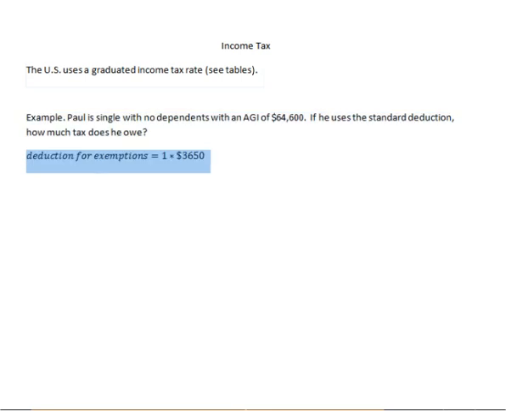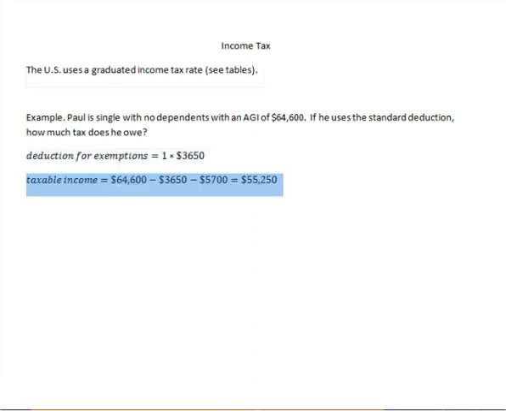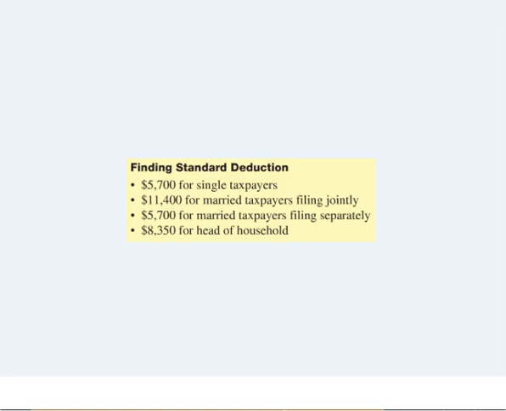So first, in a deduction for exemptions, he has no dependents, so he just has one exemption, times $3,650 for a total of $3,650. And now his taxable income will be $64,600 minus $3,650 minus $5,700 equals $55,250. You may be asking, where did that $5,700 come from? It came from the standard deduction amount.